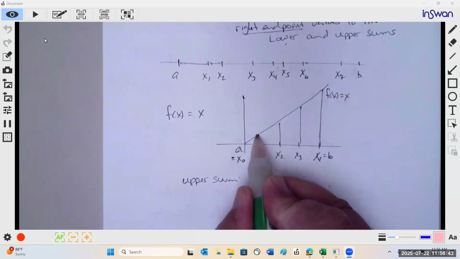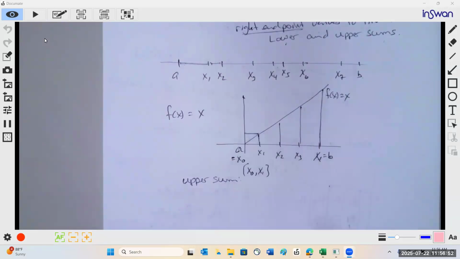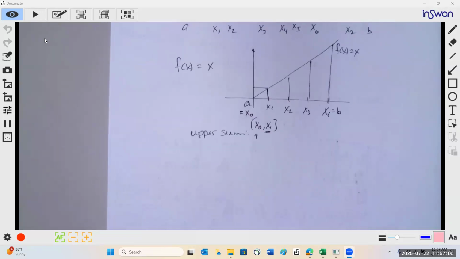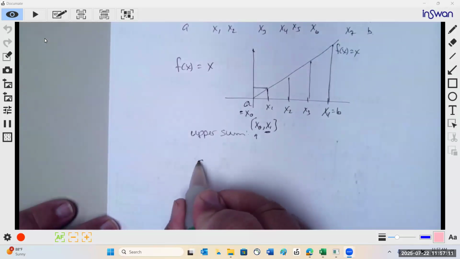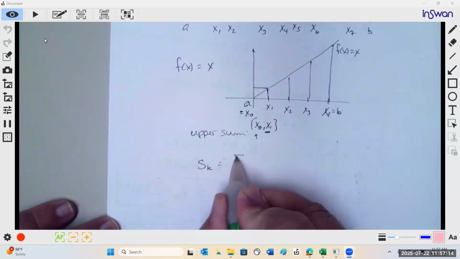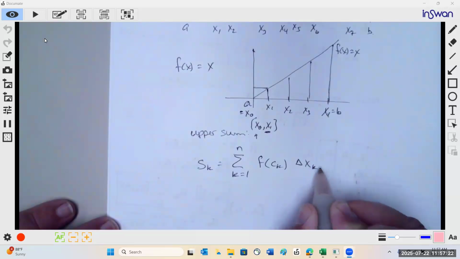Right. Because in this example, in this first interval, we're between x sub 0 and x sub 1. X sub 1 would give me the upper point. So we use the right endpoint on the interval. The left endpoint would give me the lower sum. All right, so far so good? So how will we use this in our formula? The summation as k equals 1 to n of f of x c sub k delta x sub k.